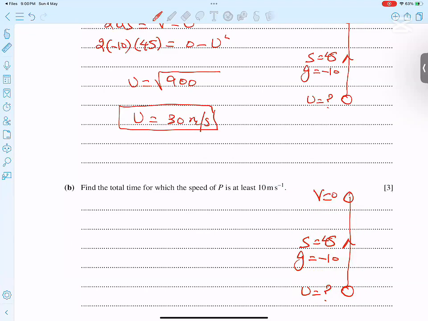But on the way, now u is 30, we got it. And on the way, let's say here the velocity is 10, because he said at least 10. So find the total time for which the speed is at least 10. So 10 and higher, 10 and higher, okay?